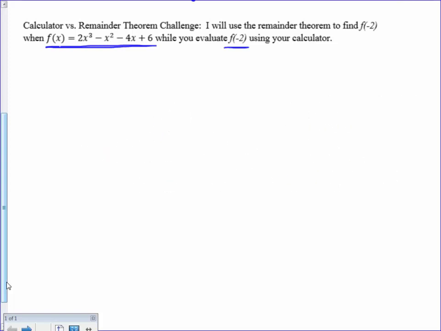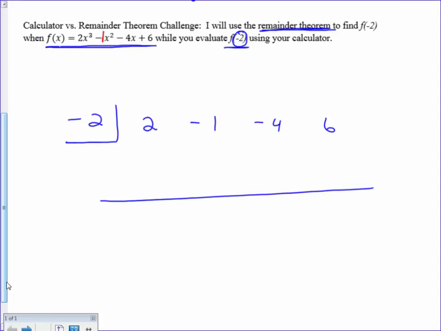So here, what I want to do to use the remainder theorem is I would want to take the value here that I'm wishing to plug into the function, and I will use that value in my box. Then I'm going to take the coefficients off of my function f of x. So I have the 2, there would be an understood negative 1, and the negative 4 and the 6. I'm going to write those values down. Once I've written those values down, draw your line, bring down your 2.